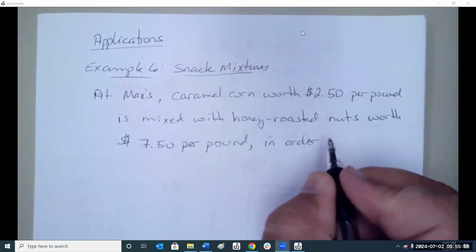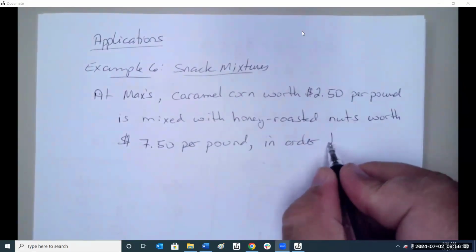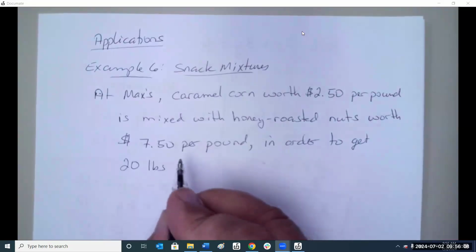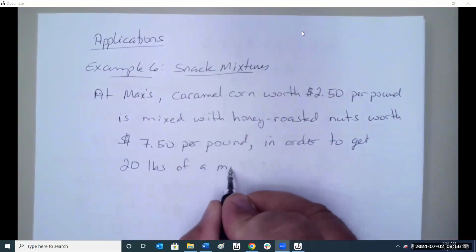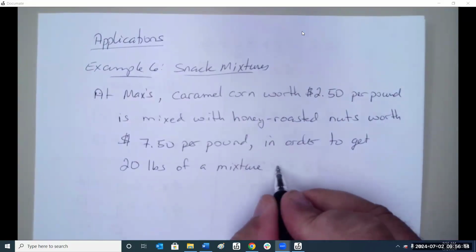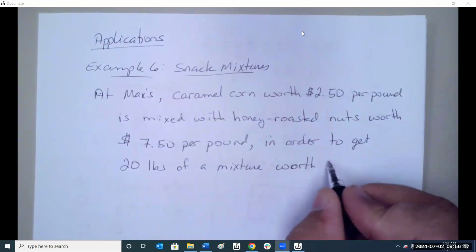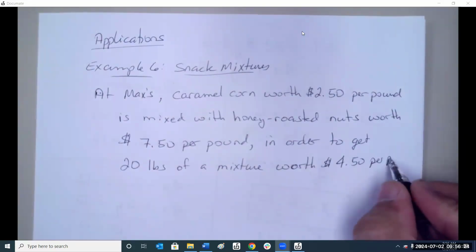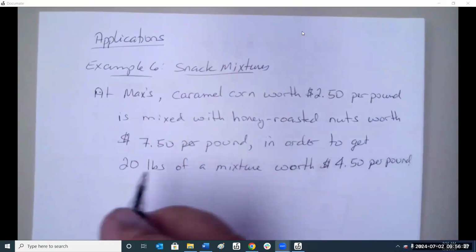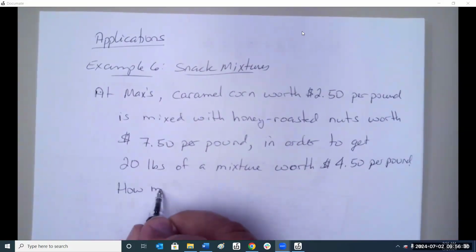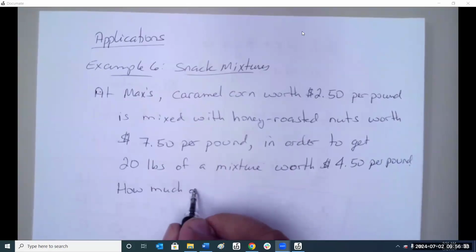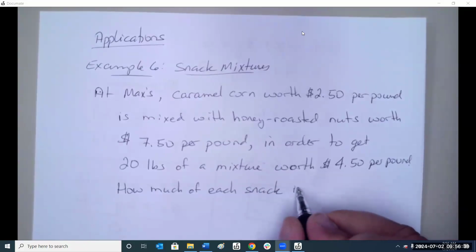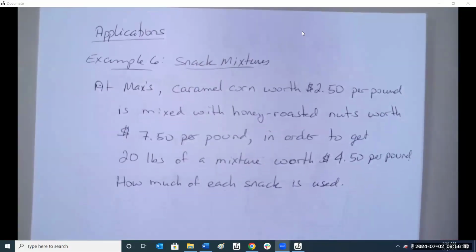In order to get 20 pounds of a mixture worth $4.50 per pound. How much of each snack is used?